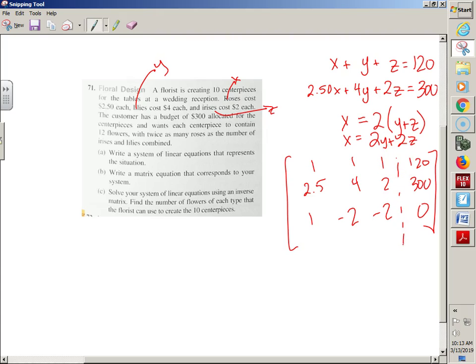3 equations, 3 unknowns. Right, a system of linear equations that represents, well, I had that way up here. Even though it wasn't nice and organized, it was a system. That's letter A. Letter B, write a matrix.